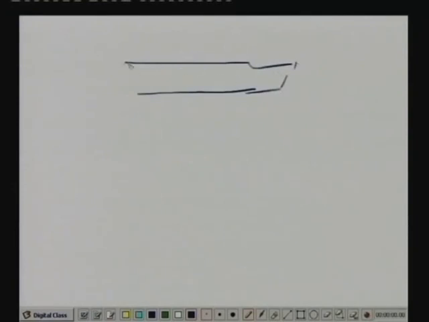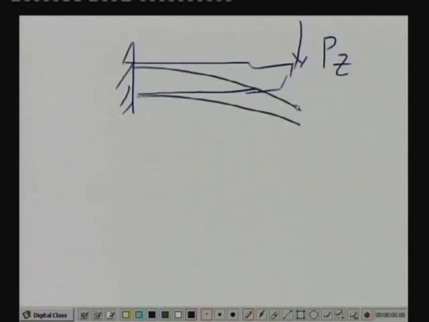Now see the calibration. Let us have a look into the calibration. Suppose this is the cantilever beam. This simulates a cutting tool and is fixed here, subject to a load Pz, and because of that this will deflect by an amount, say delta. All right. Now how shall we use it as a dynamometer?